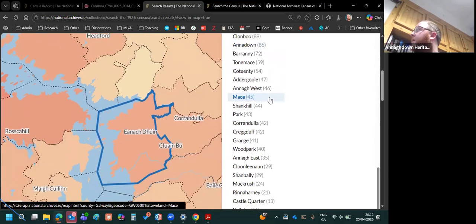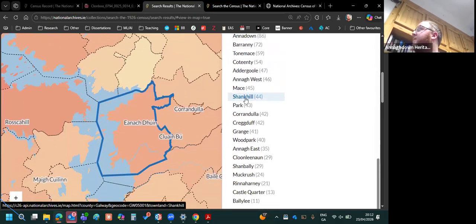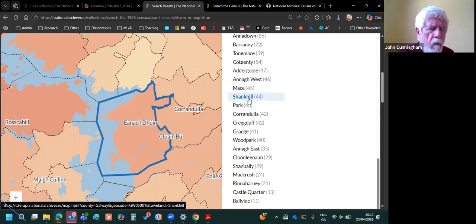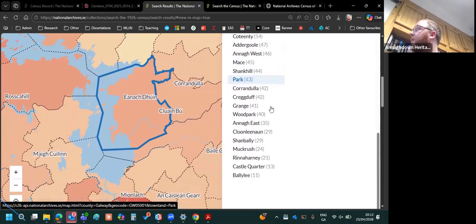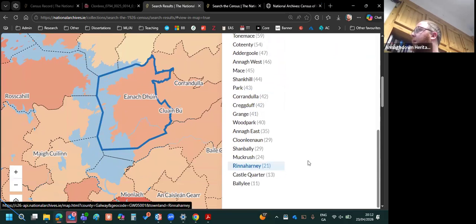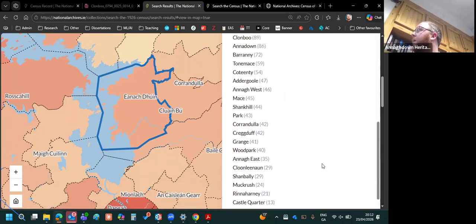Is there anything else there? Shankill does not have an H in the standard spelling. And Castle Quarter is usually spelt as one word, I think. The rest of them, I think, are okay. So what else can we say?